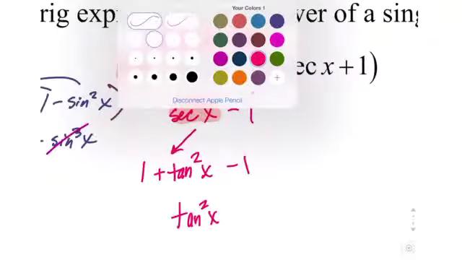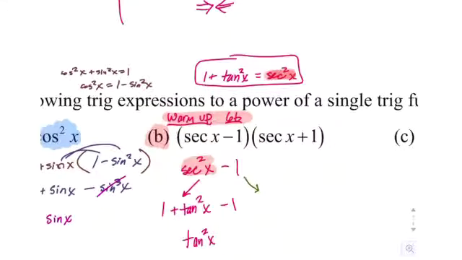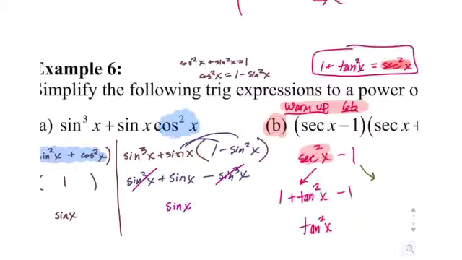Now, you're going to be working with these Pythagorean identities so often that you're going to just realize that, hey, secant squared minus 1, bless you, just like yesterday, remember, we replaced cosine squared with 1 minus sine squared.